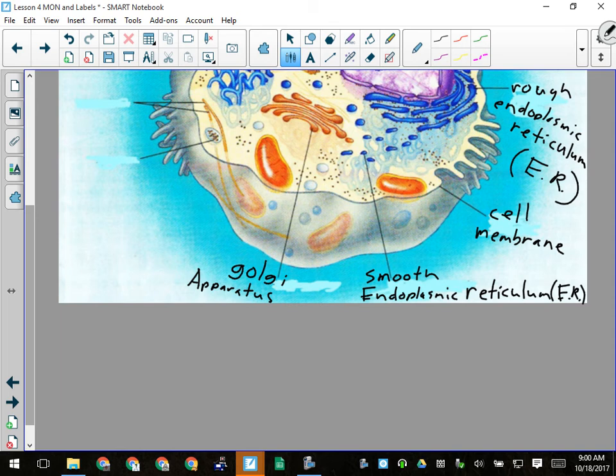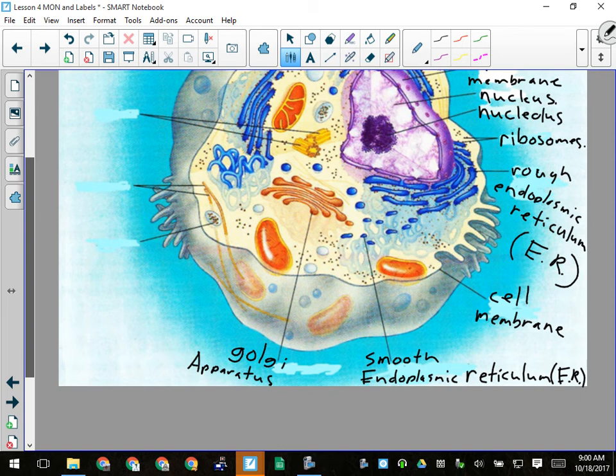Well, the Golgi apparatus not only exports wastes to the cell membrane, it also exports whatever the cell is supposed to export, which in this case would be the hormone adrenaline. Or if we were looking at the pancreas, it would be the hormone insulin. This thing is a shipping center. It packages the stuff and sends it to the membrane to get rid of it or to send it out.